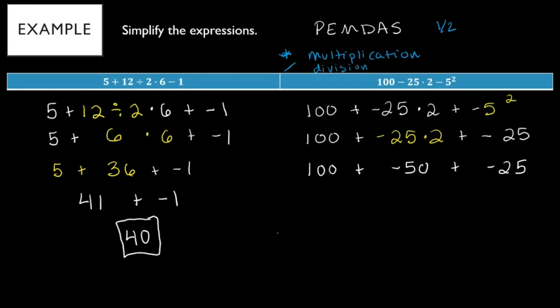So now all we've got is basically addition here. We've got addition involving some negative numbers, and we're going to go left to right. So I'm going to do the 100 plus negative 50, which gives me 50. Then I have 50 plus negative 25, and that will give me 25.